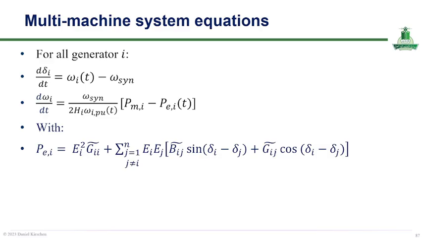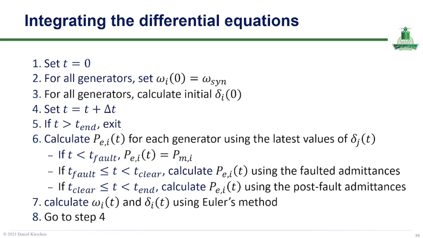So the electrical power expression is then substituted from the network model, showing its dependence on voltage magnitude, admittance parameters, and rotor angle differences between machines. So together, these equations form the foundation for transient stability analysis, capturing how generators interact dynamically through the network during disturbances. So this slide outlines the numerical procedure for integrating the multi-machine system differential equations using a time stepping approach.